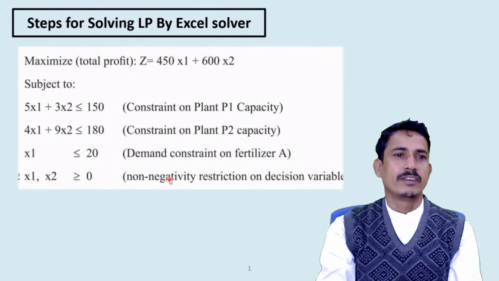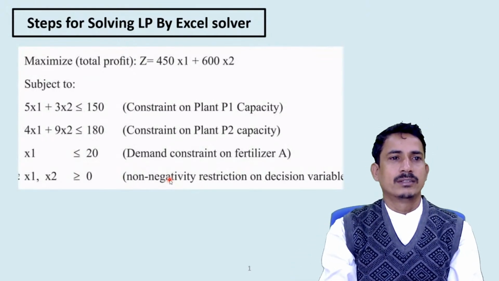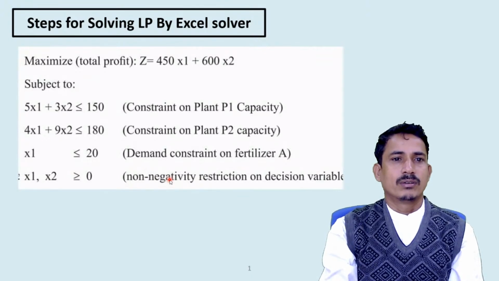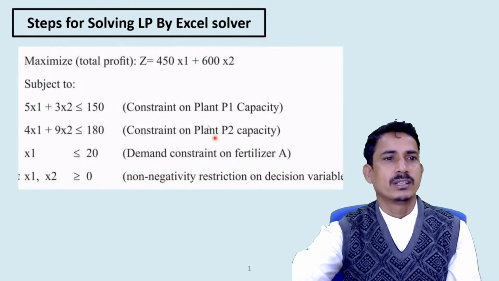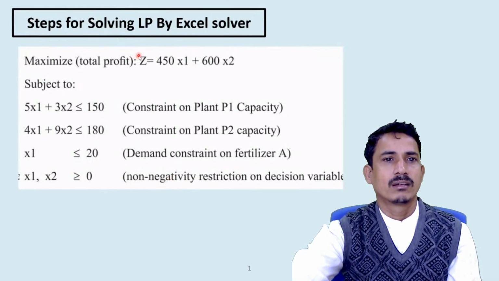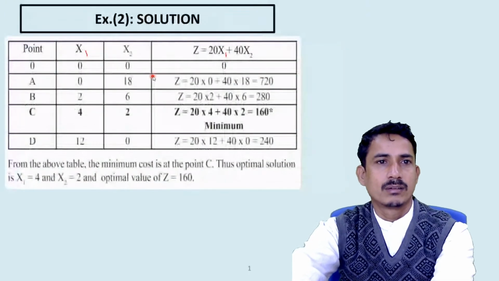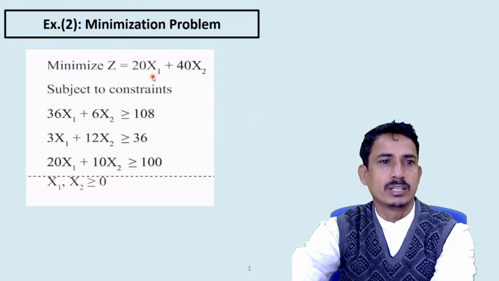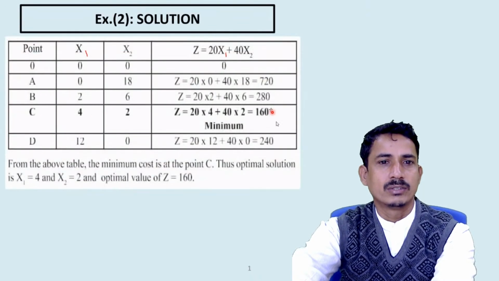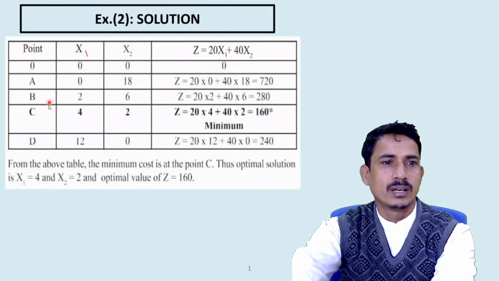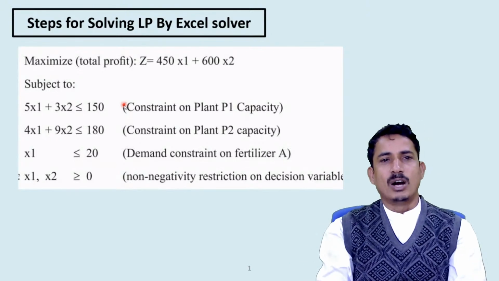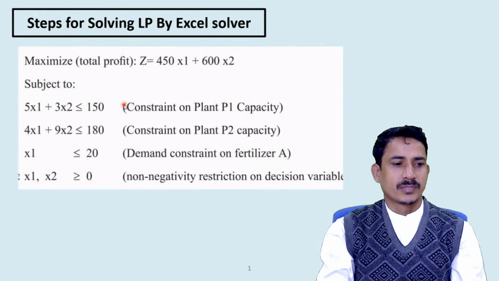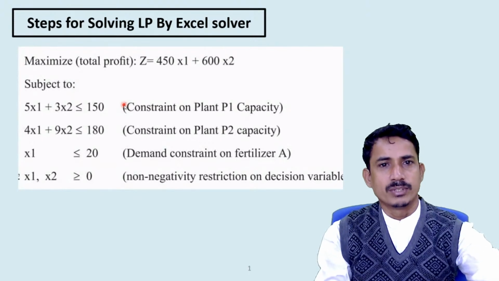How are we solving it step by step? First of all, we are converting all the inequalities to equations, and finally we got this value of z, where it is minimum. And at that point, the value of x1 is 4, x2 is equal to 2. But now we'll see, taking another question, how do we solve through Excel Solver? Let us see it.